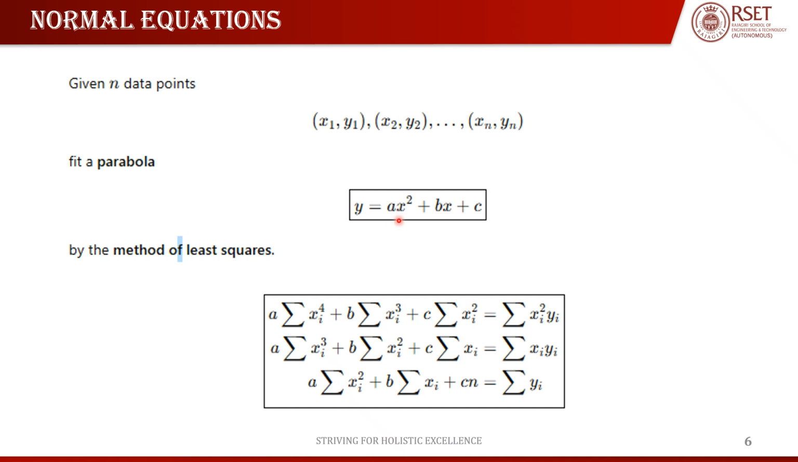Here also you have a into summation xi raised to 4, this term, plus b into summation xi cubed plus c into summation xi squared. Okay, in such a way you have three equations, and you'll have to find these three equations and substitute and just solve and get the values of a, b and c. Okay.